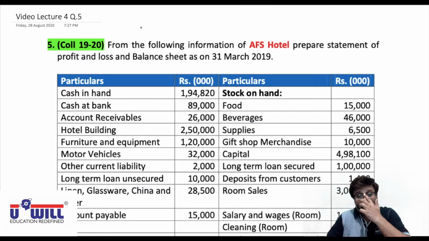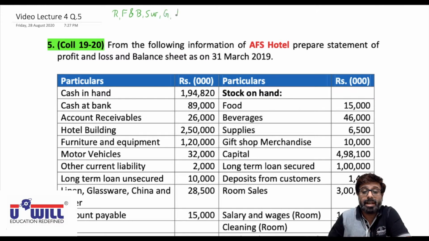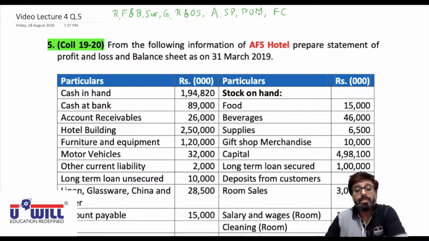Now you already know the markings which we have been doing for the P&L statement. Rooms, food and beverages, swimming pool and spa, SW, game zone, G, rental and other services, R and OS. Then administrative, sales promotion, property operation and maintenance, and fixed costs. Rest in DPs: rates and taxes, insurance, interest, depreciation, and profit or loss on sale of assets. These are for the P&L statement.